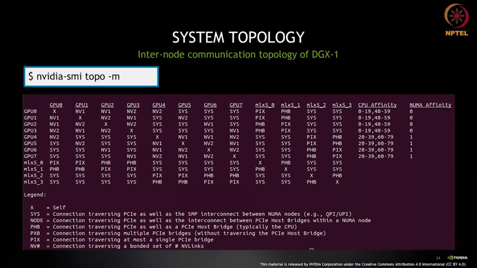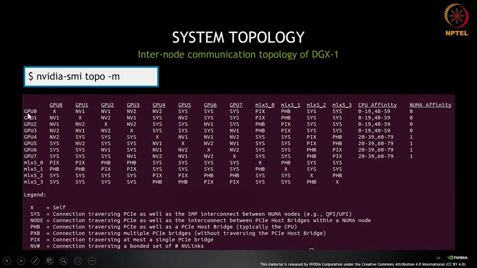Now the question you might ask is, how do I know what kind of system topology I have? The good thing is, when you install the NVIDIA drivers, you can use this particular command here. In this case, it is nvidia-smi topo -m. Topo is topology, -m stands for matrix format. So you can see here, this is a particular output of a system which is a DGX-1. What it is showing you is GPU 0 to GPU 7, and then it also has the InfiniBand adapters of Mellanox, 4 of them.